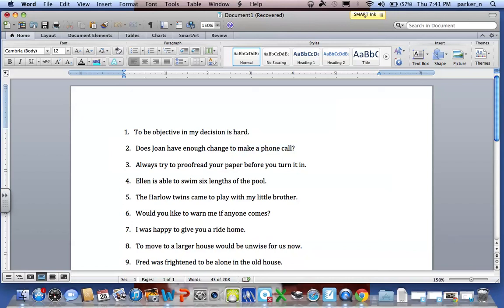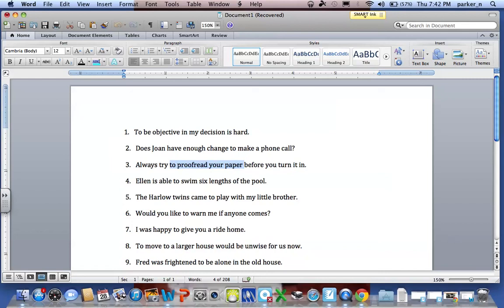Number 3, always try to proofread your paper before you turn it in. The infinitive phrase is to proofread your paper. And if we look at the structure of the sentence, the subject of this sentence is you, understood, because it's a command. So we have you try what? To proofread your paper. So it's a direct object acting like a noun in this sentence.